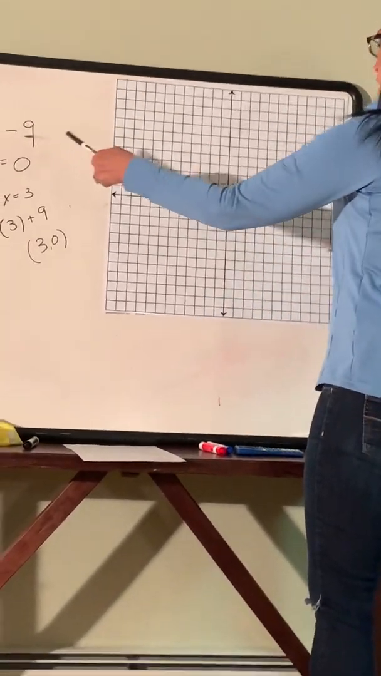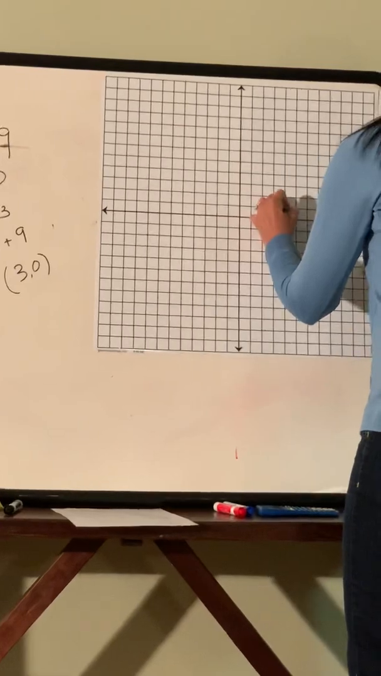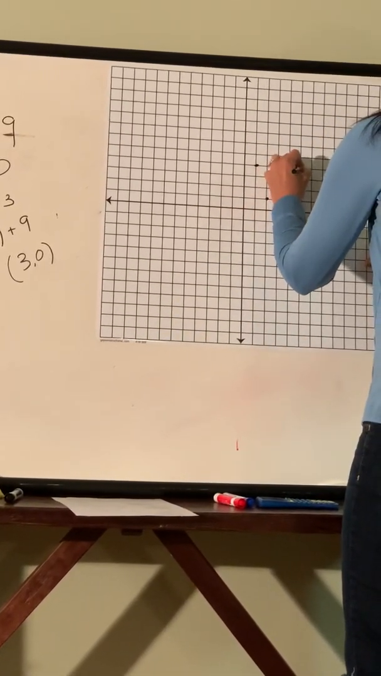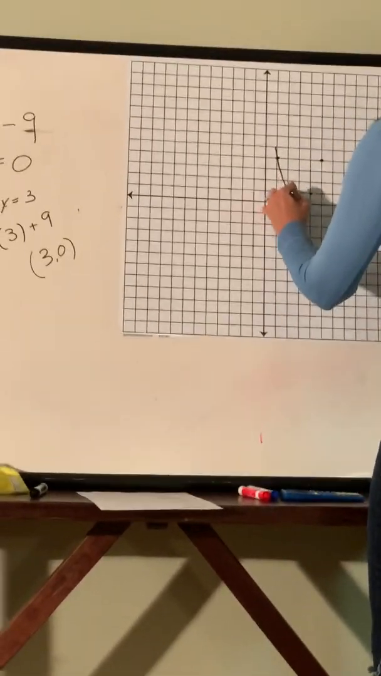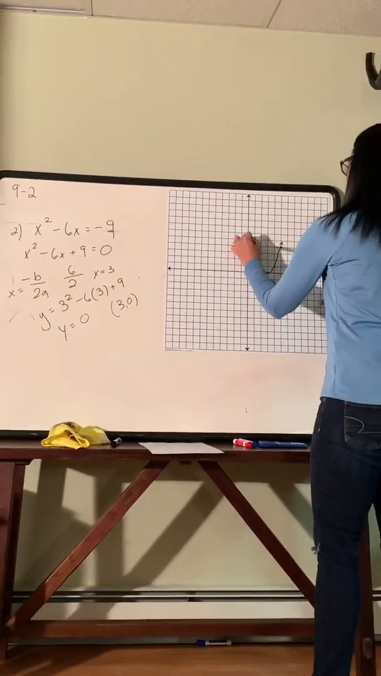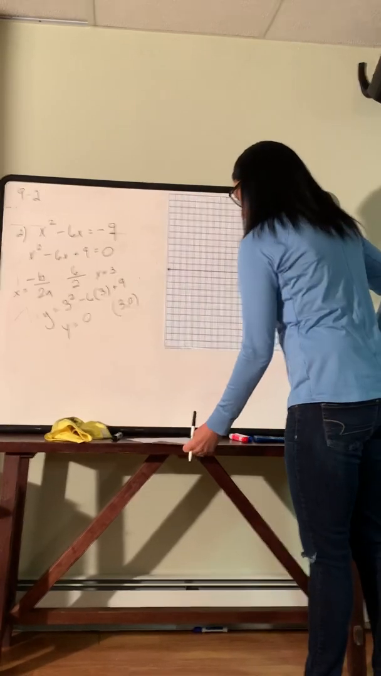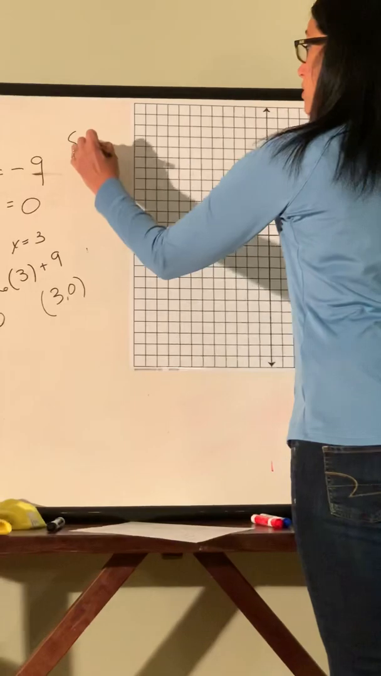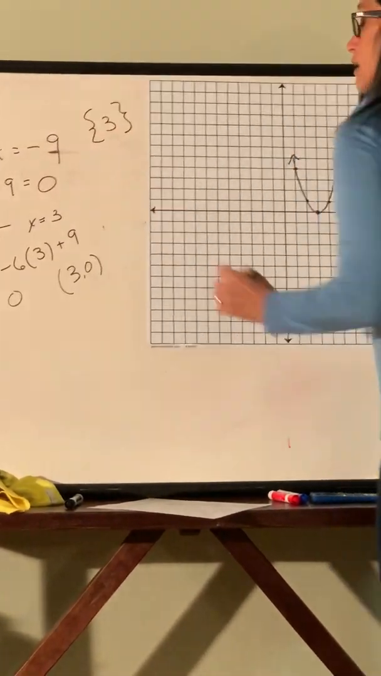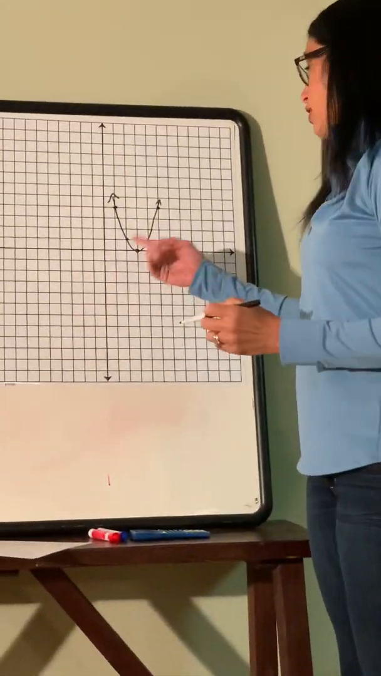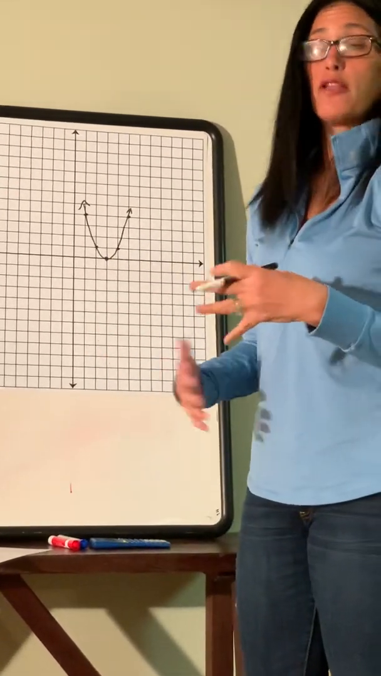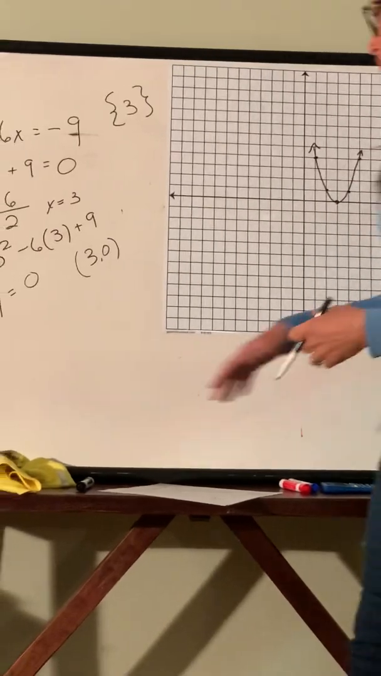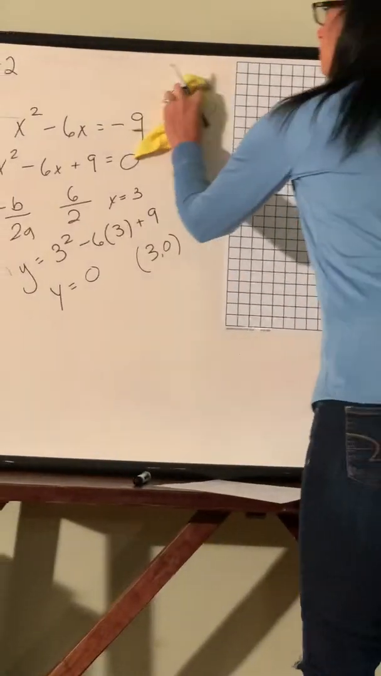And then since it's positive, it's a smiley face. So up 1 over 1, up 1, 2, 3 over 1. Now this solution is at 3. So my solution here is 3. And this is called a double root. Doesn't seem right because it only crosses it in one spot, but it is right. And you'll find out why in the next couple of sections, but this is called a double root. And then the last one.